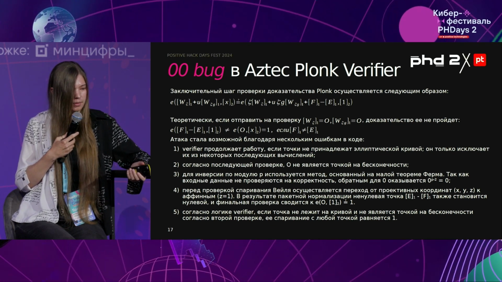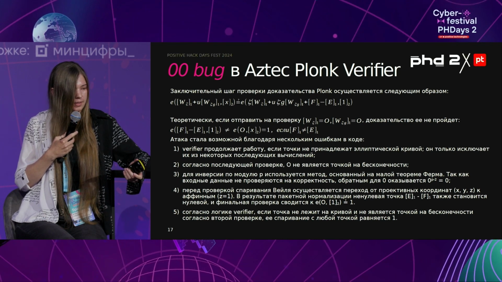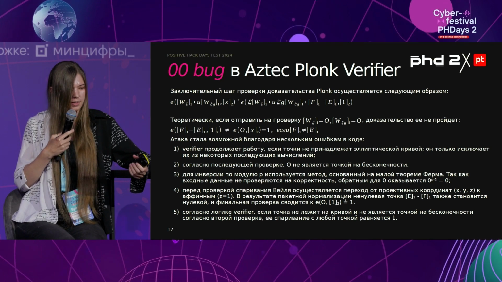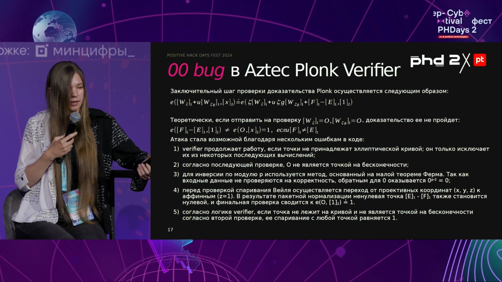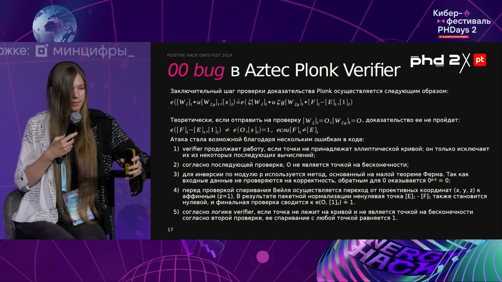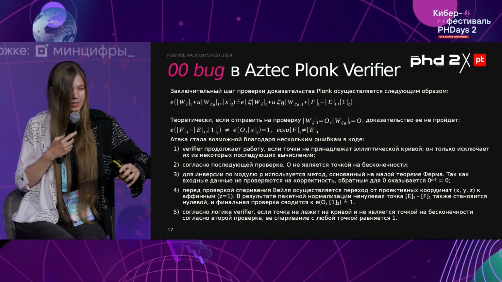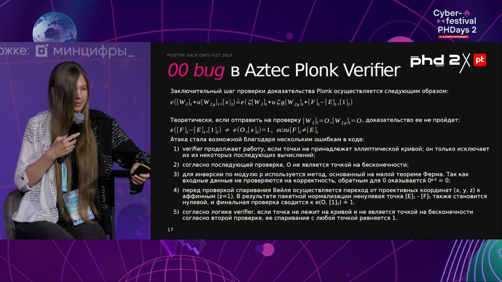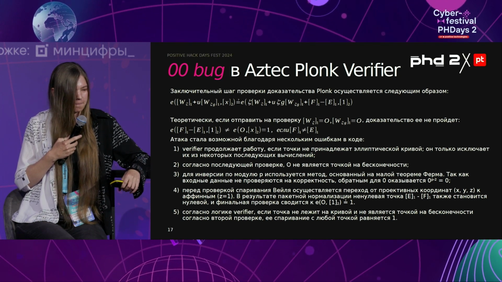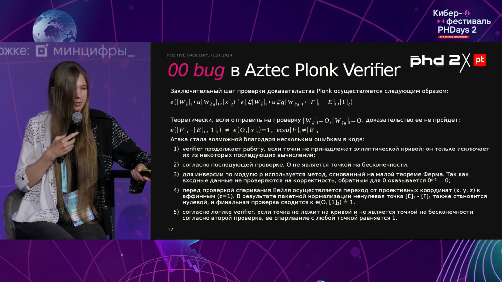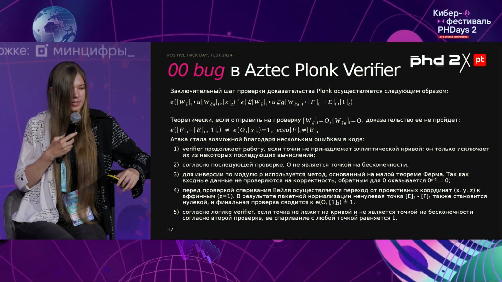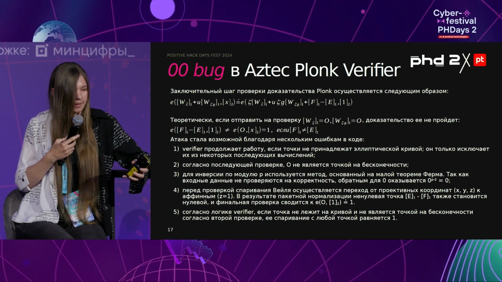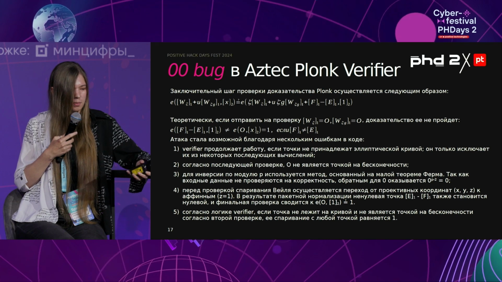Then for the inversion of the number P, a method based on Fermat's little theorem is used, when we do not check the input data for correctness. Therefore, it's possible to calculate the reverse number for 0. 0 to the power p minus 2 equals 0 as well. Number 4, before you check the Weyl pairing, you transfer it from projective coordinates to affine coordinates.